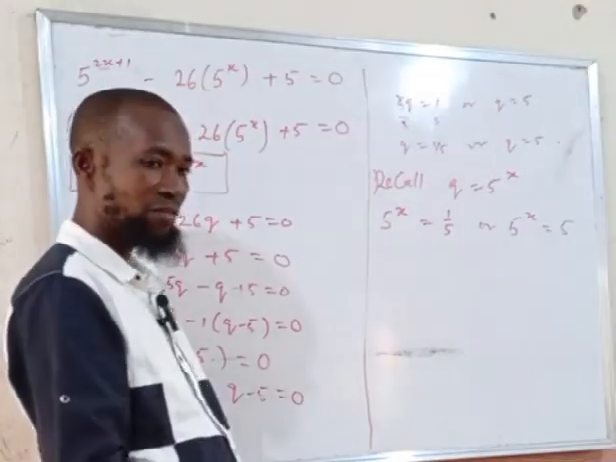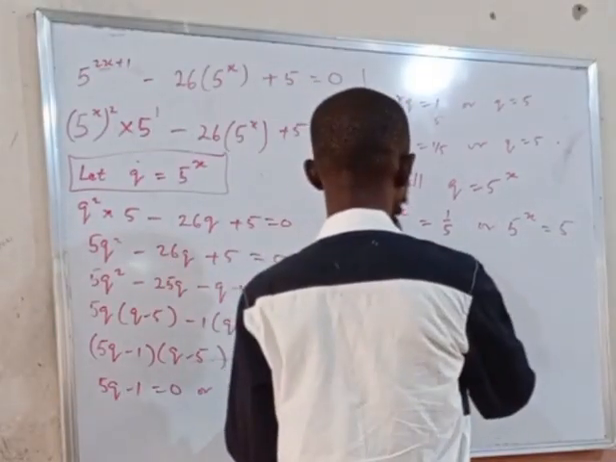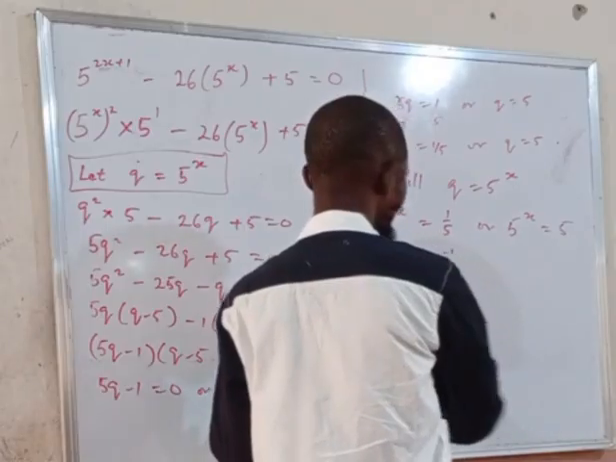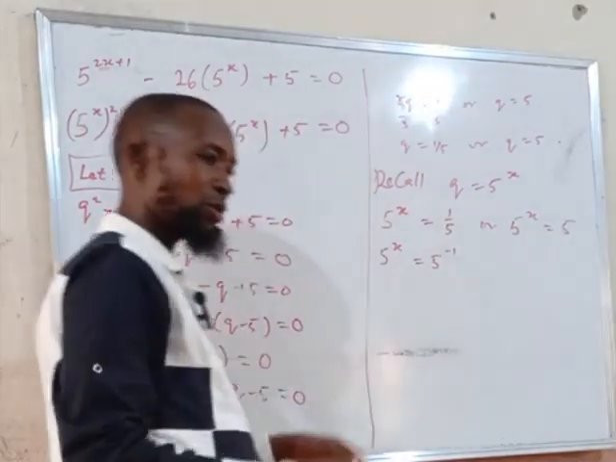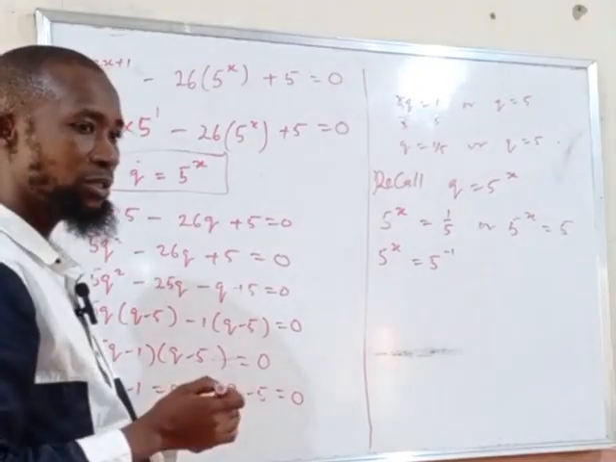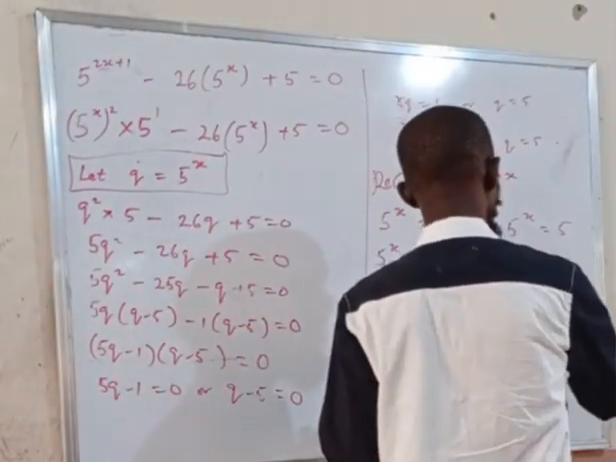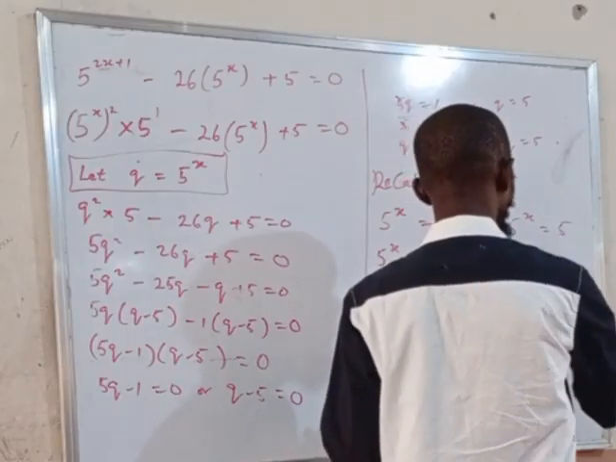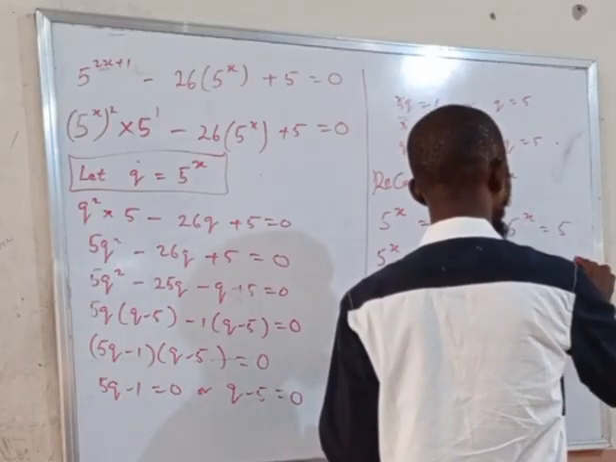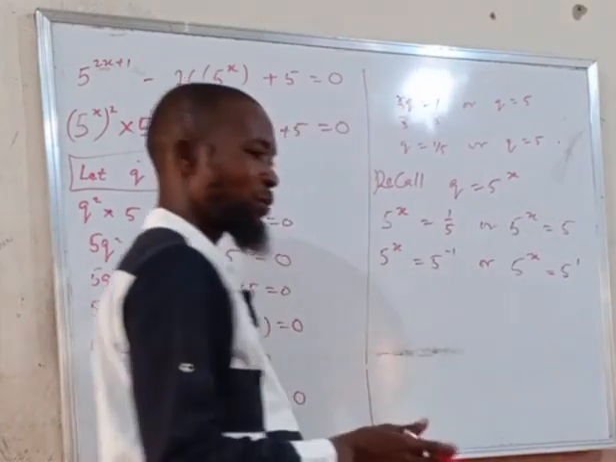How do you write 1 over 5 in index form? We say 5 raised by x is 5 raised by minus 1. Is there anyone who doesn't know how we transform 1 over 5 to 5 raised by minus 1? So we now say, or we don't have a problem here. Though it is not yet in index form, its own index form will be what? 5 raised to power 1.